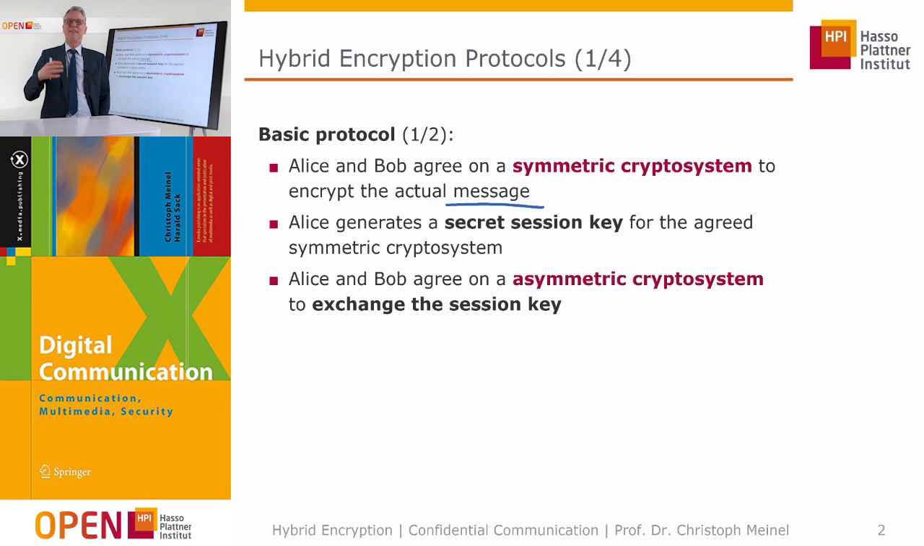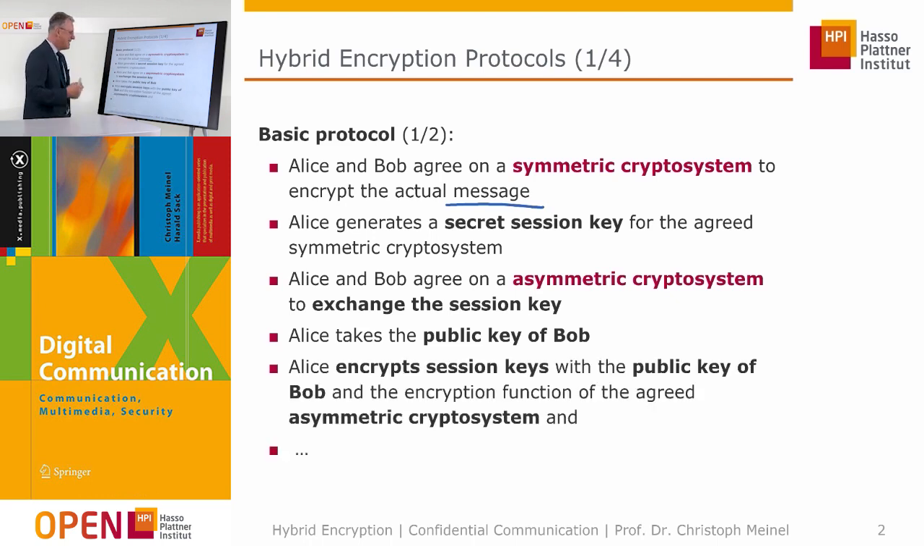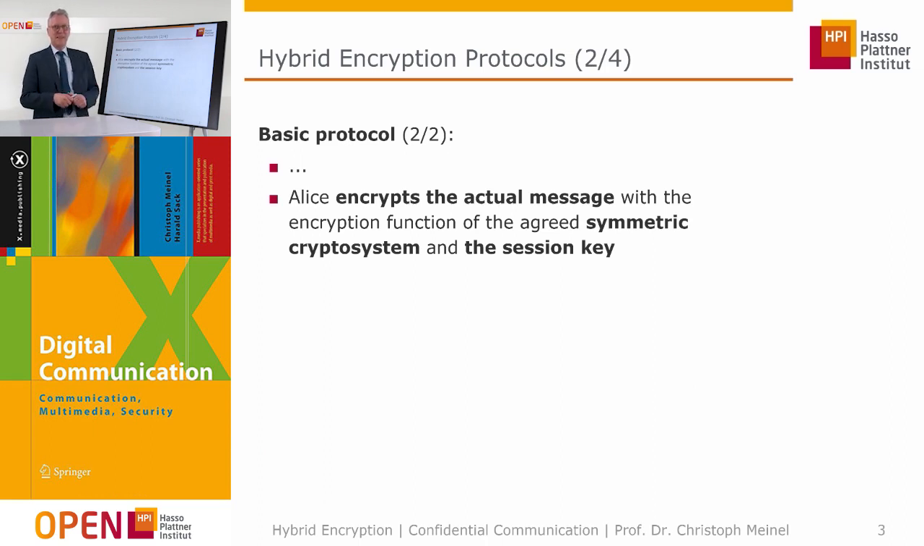So here exactly the asymmetric crypto system is used, and Alice and Bob have to agree on an asymmetric crypto system with the idea to use this asymmetric crypto system to exchange the session key. And now Alice takes the public key of Bob and encrypts the session key with the public key of Bob and the asymmetric crypto system they agreed on. And now Alice encrypts the actual message she wants to send to Bob with the symmetric crypto system and the session key.